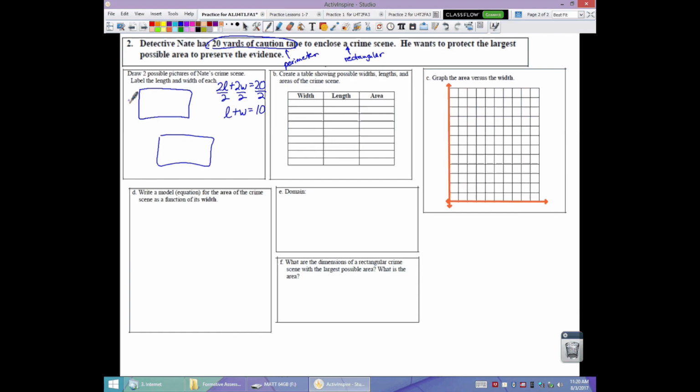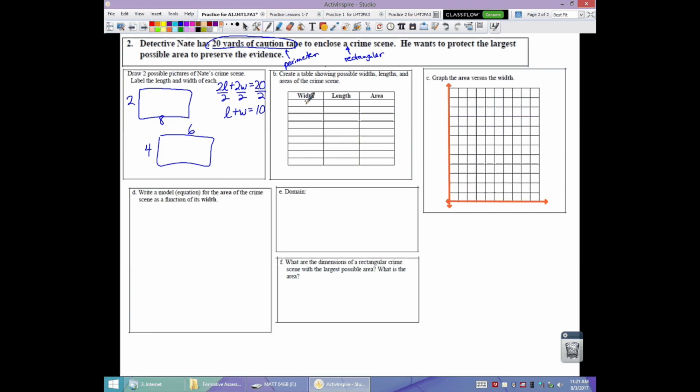For example, this could be 2 by 8. This one could be 4 by 6. We have more possibilities, and that's what we're going to record in the table for part B. And I gave you exactly the right amount of rows for you to do each whole number side length. Now, that's not all the possibilities. There are infinitely many, because nothing says that we have to use whole numbers.